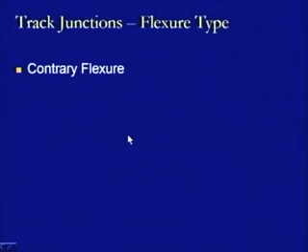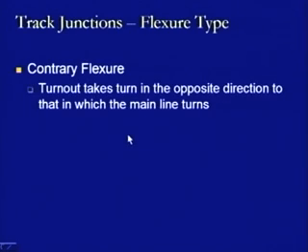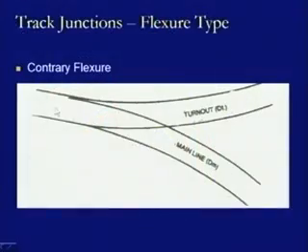Then in the case of a contrary flexure, the turnout takes a turn in the opposite direction to that in which the main line turns. That is, it is just the opposite case of what we have seen in the previous one, where both of the tracks were taking a turn in the same direction, but here it is like this. Here we have this as a main line, and then the turnout is taking a turn in this way. So, this flexure is going in this direction, where that flexure is going opposite to it. That is why it is termed as contrary flexure track junction.